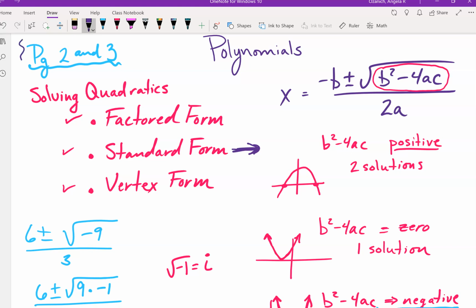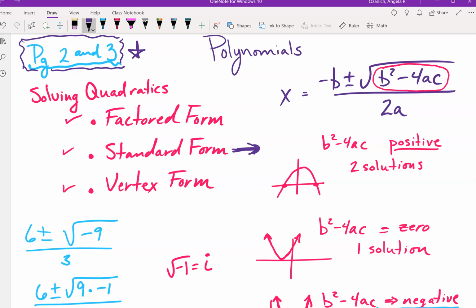So as I mentioned on pages 2 and 3, we're not going to spend a lot of time doing these problems, but you are responsible for knowing how to do all of these problems on pages 2 and 3. So today in our meeting we talked about solving quadratics in terms of their factored form, standard form, vertex form.